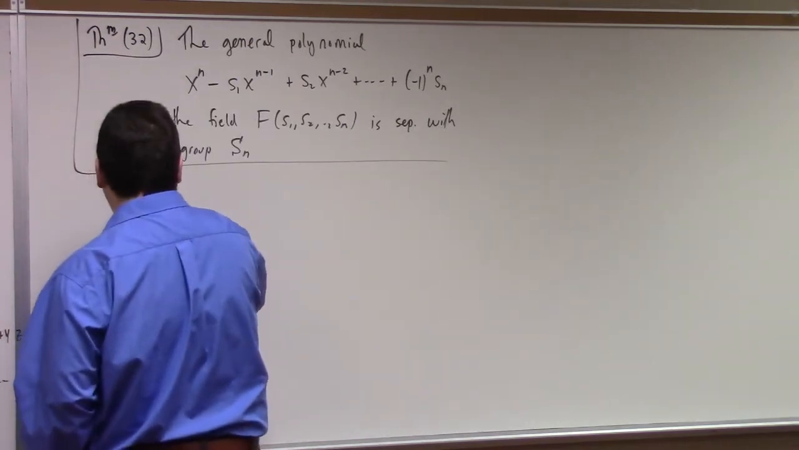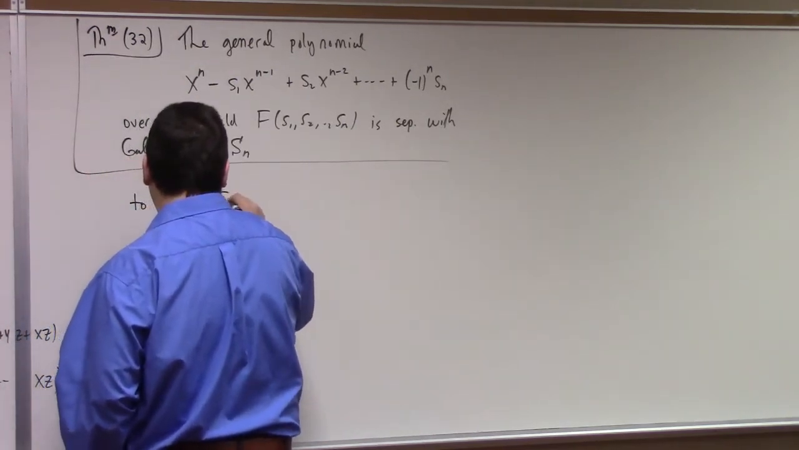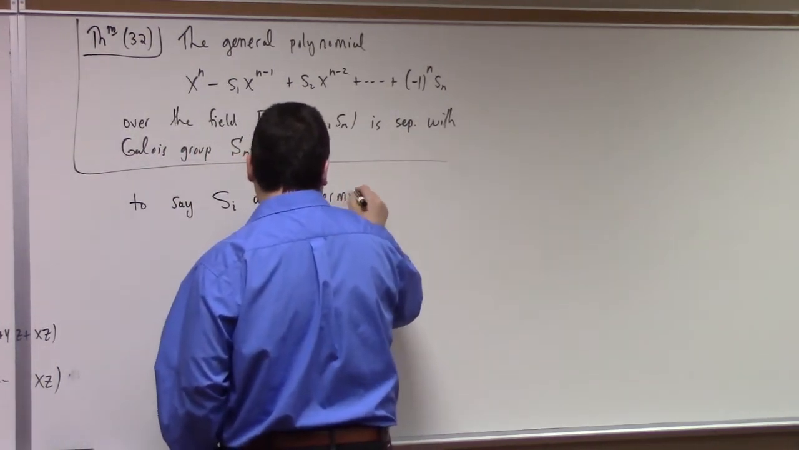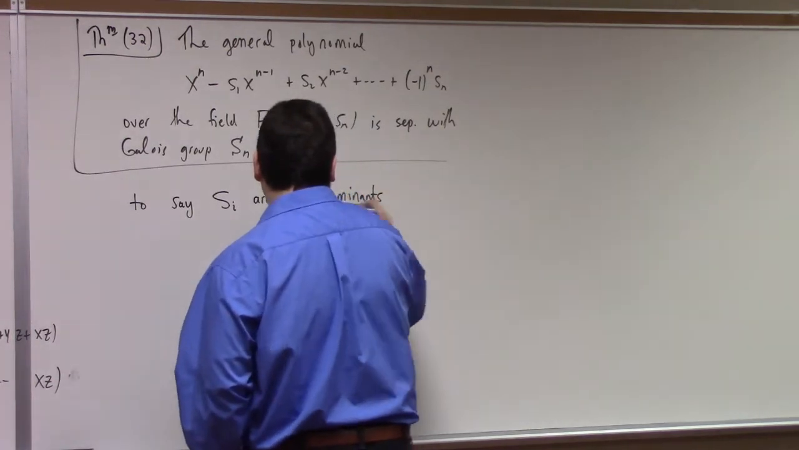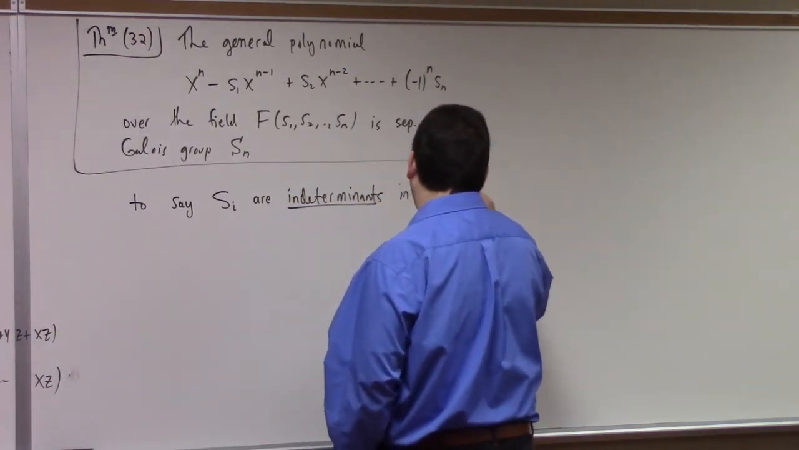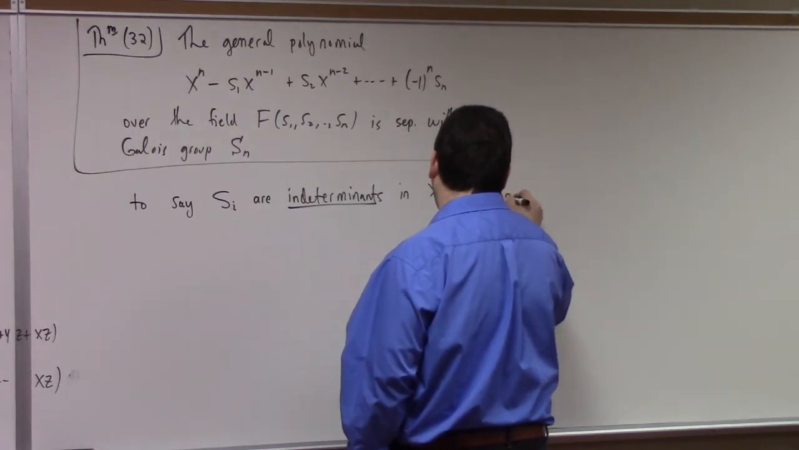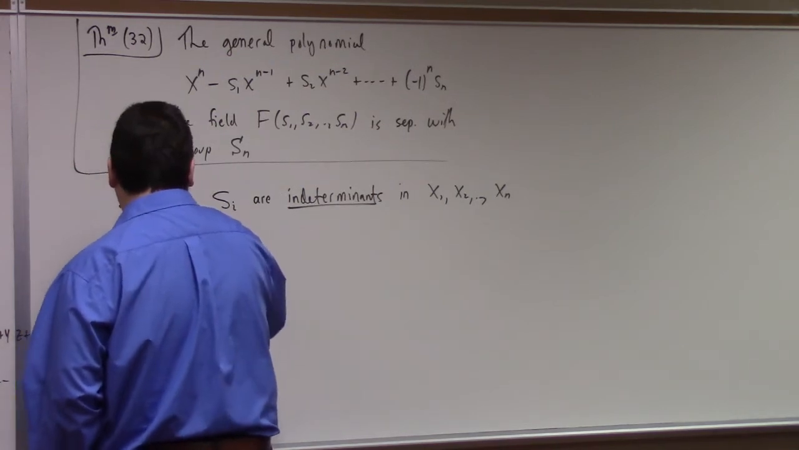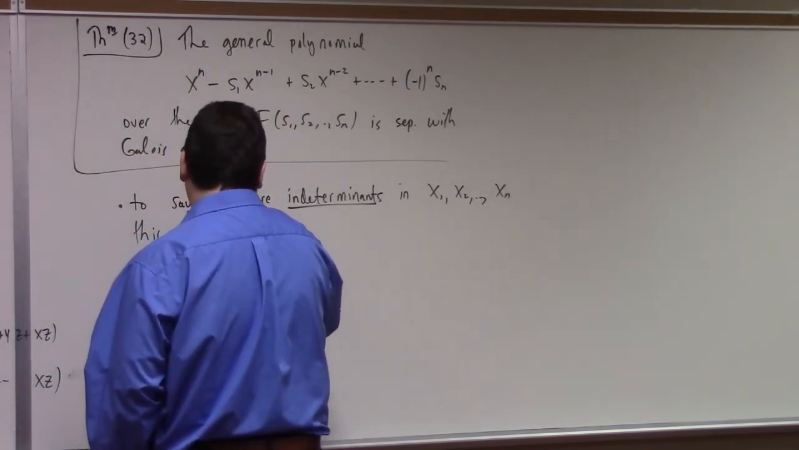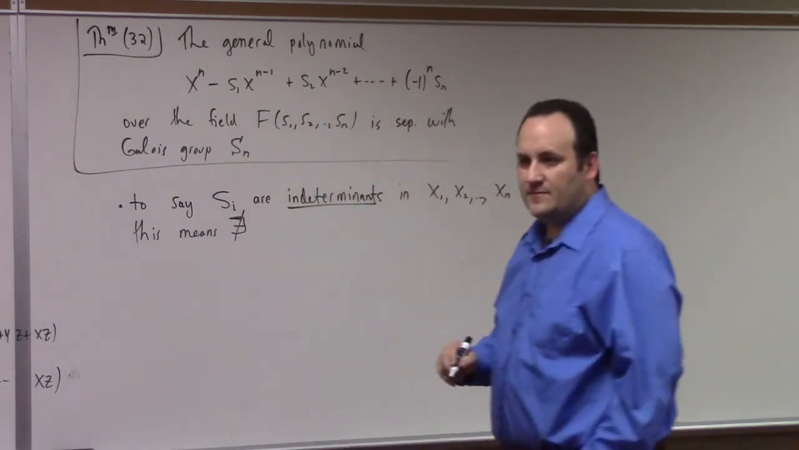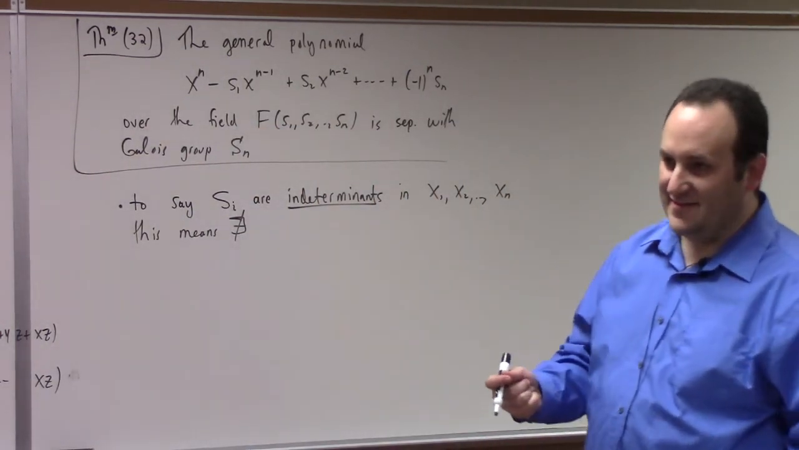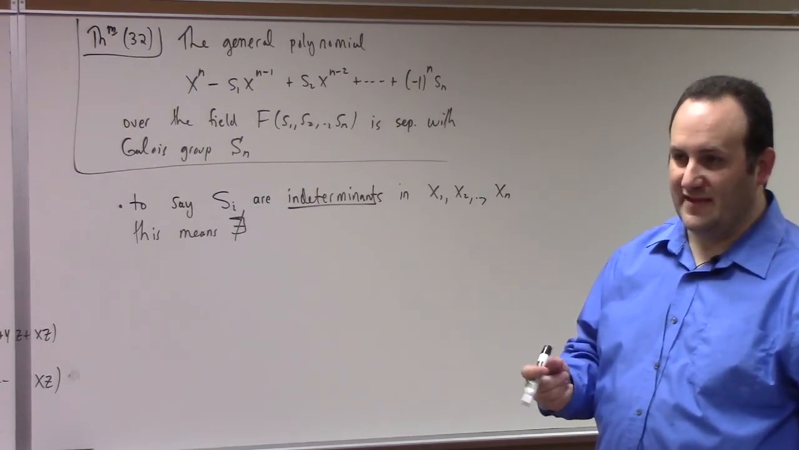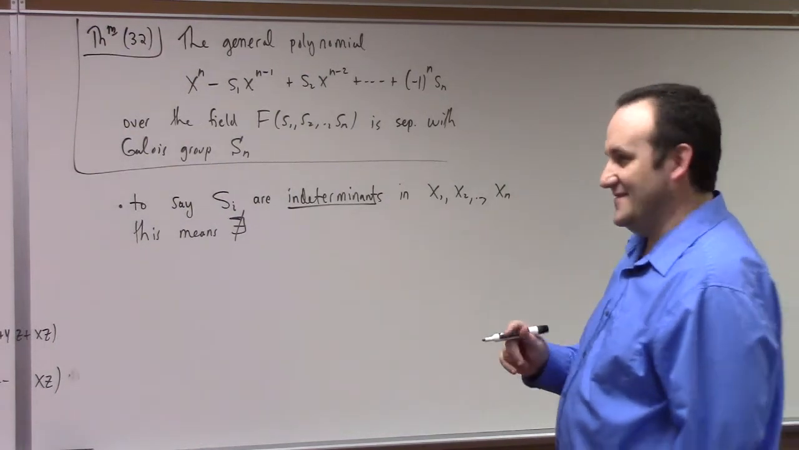So to say the S_i are indeterminates, I think this is an important point. In the x1, x2, through xn, this means what? There do not exist relations between the indeterminates, right? That's not quite accurate. What exactly does that mean?